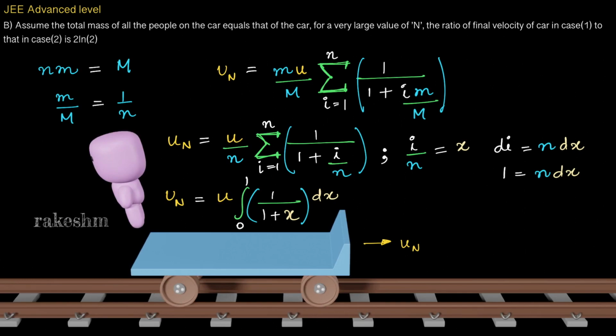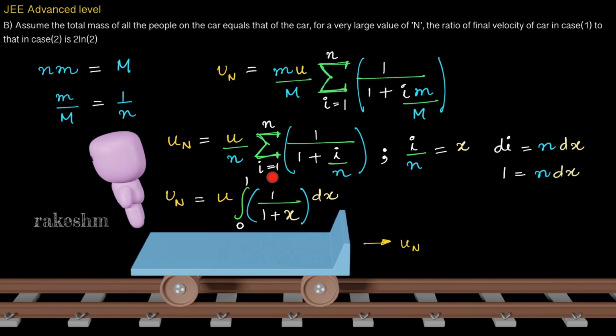u remains u. 1 by n, we can write 1 by n here as dx. So 1 by n I have written as dx. See here, di I have written as 1 because we are incrementing i by 1 up to n. So the change in i is 1, and I have written it as 1 here. Next, i by n, here I am writing it as x, because we have taken i by n as x. Next, let us see the limits.